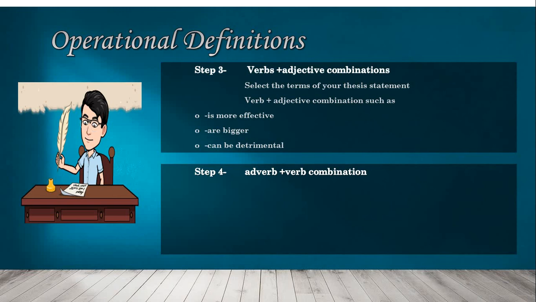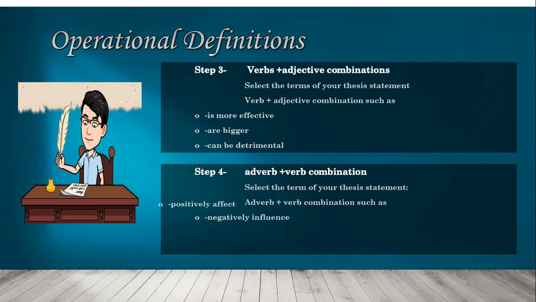Step 4, adverb plus verb combination. Negatively influence, positively affect. So these examples begin with negatively and positively. They begin with an adverb with "ly" followed by the verb combination, which are influence and affect.